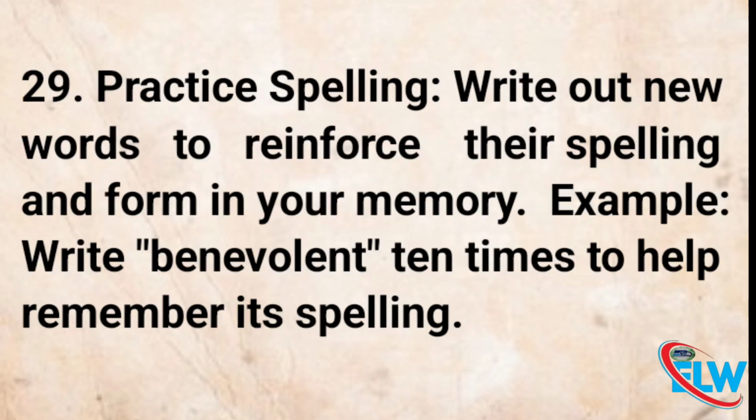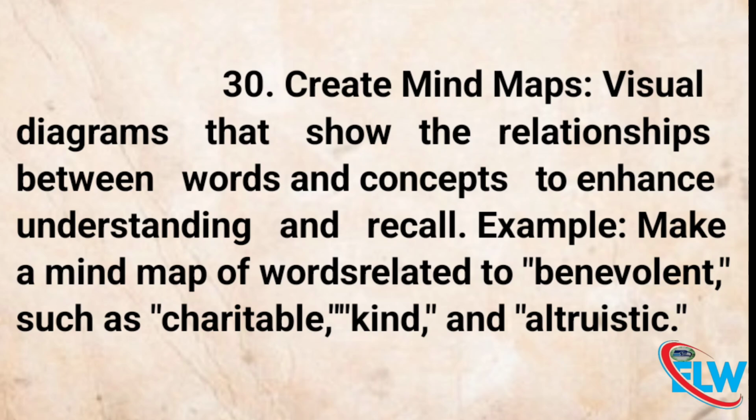29. Practice spelling. Write out new words to reinforce their spelling and form in your memory. Example, write benevolent 10 times to help remember its spelling. 30. Create mind maps, visual diagrams that show the relationships between words and concepts to enhance understanding and recall. Example, make a mind map of words related to benevolent, such as charitable, kind, and altruistic.